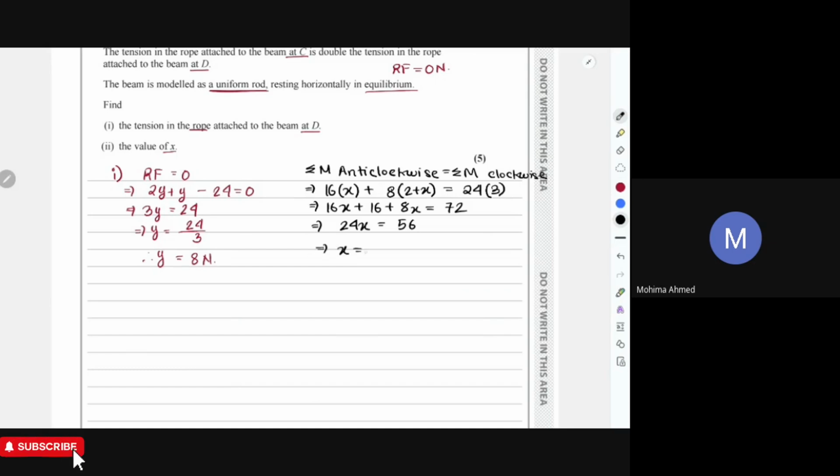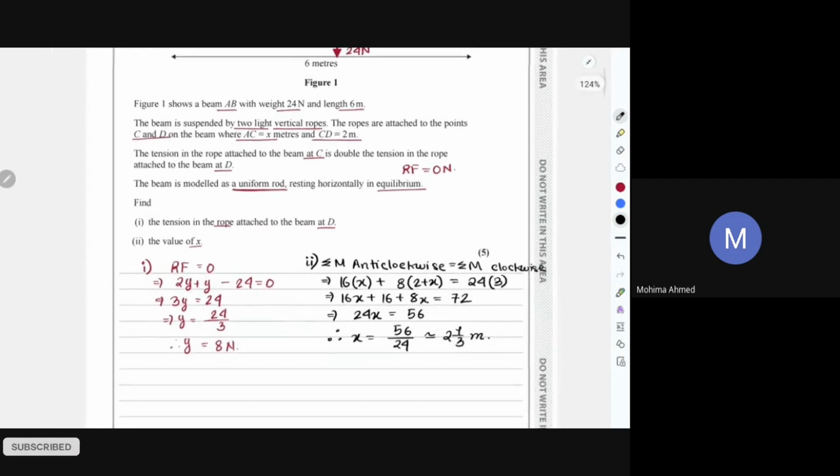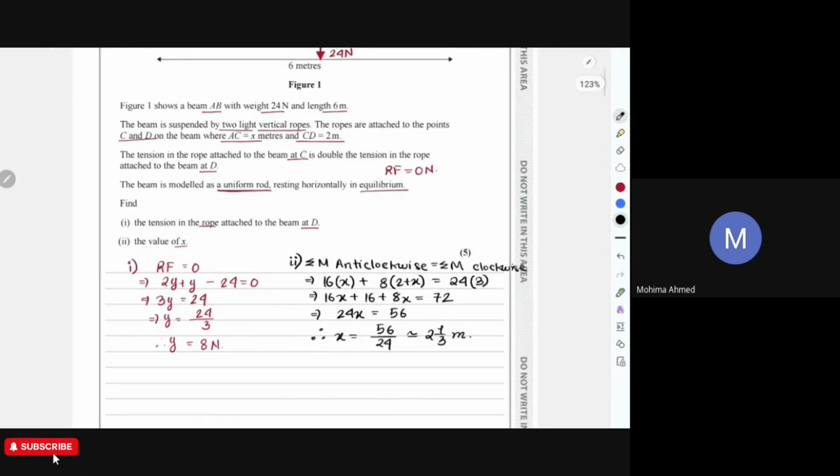So the value for your x is going to be 56 over 24, right? 56 over 24, that's 7 by 3, which in decimals is a recurring value, 2.3333. It's better to write this as a mixed fraction, which is going to be 2 1/3 meters, right? So this is your final length for that x meters from A to C. Any problem from this part?